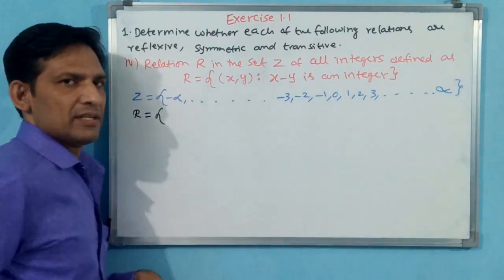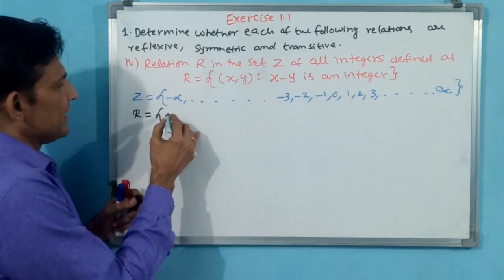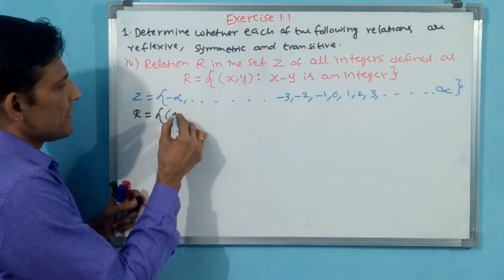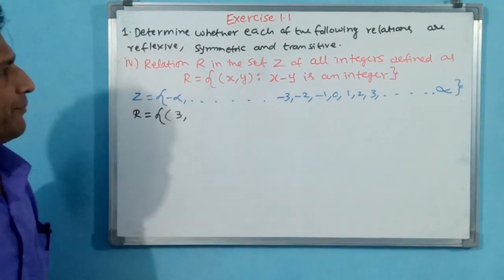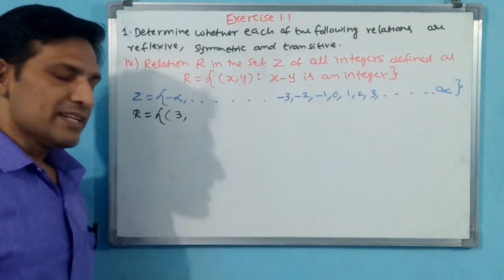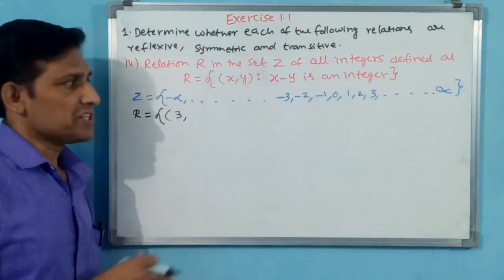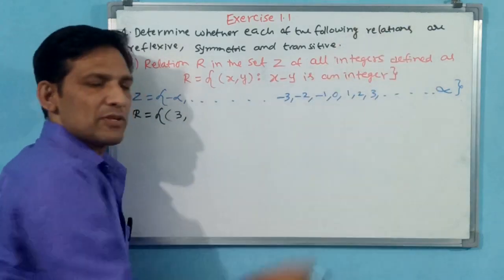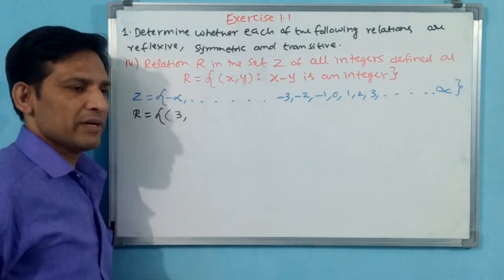4 numbers we take and we will see the analogy. First, both positive we will take. Let me take first 3. 3 I have taken in x. x minus y is an integer. What should we take for y? Anything we can take. There is no restriction here. There is no control, so we can take any number.